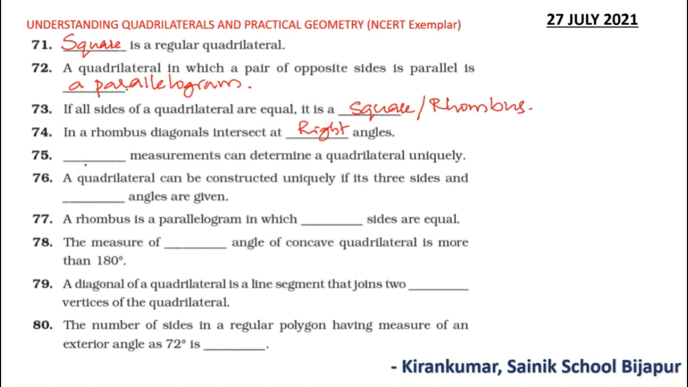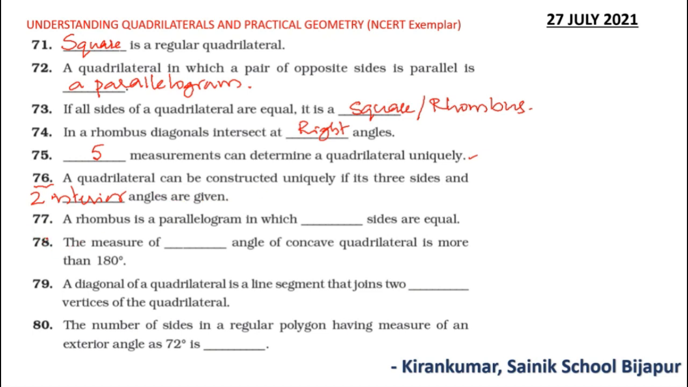Question 75. Dash measurements can determine a quadrilateral uniquely. 5 measurements can determine a quadrilateral uniquely. We have seen this in the construction chapter. Question 76. A quadrilateral can be constructed uniquely if 3 sides and 2 interior angles are given.